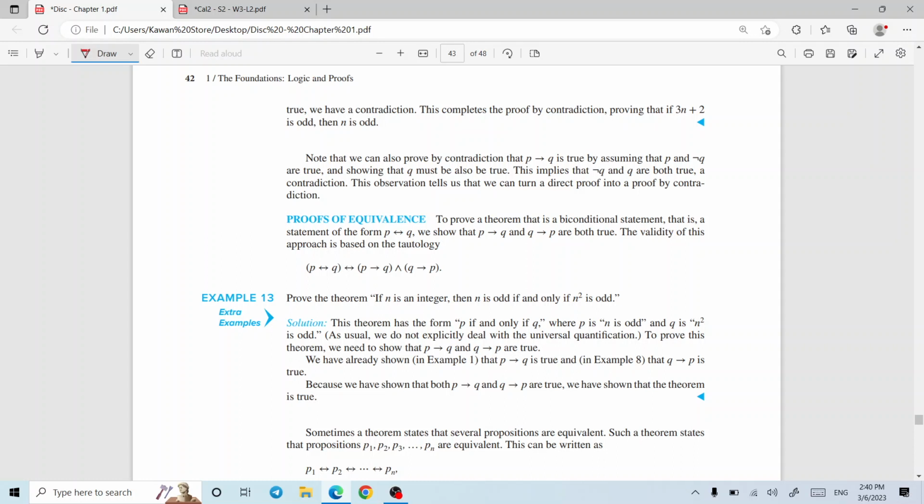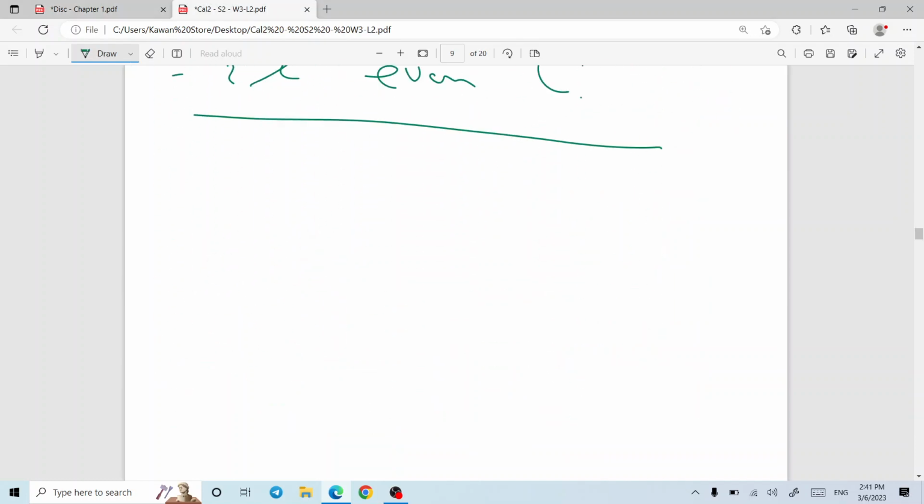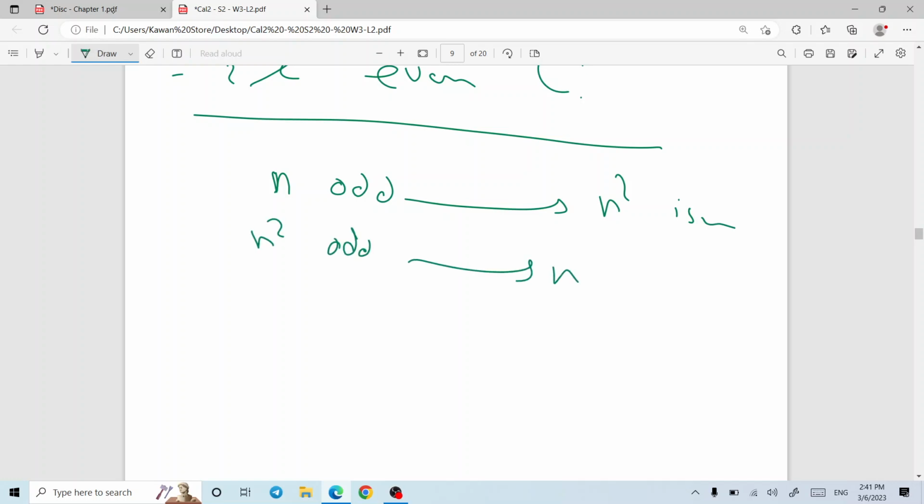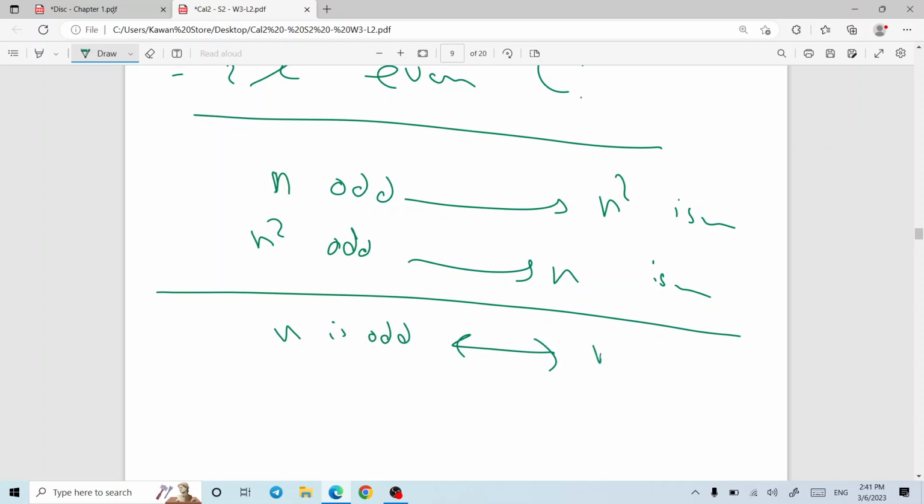Proof equivalent. What do you mean by proof equivalent? Listen to me. We have one example. We have a biconditional here. If n is odd, what do you mean by if and only if? We say n is odd, then n squared is odd. We solved that one in the previous lecture. Today we solved that n squared is odd, then n is odd. Now, you say n is odd if and only if n squared is odd.